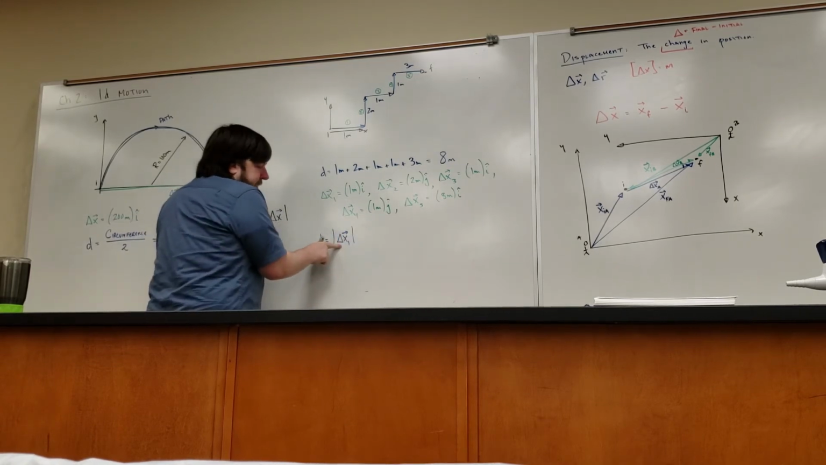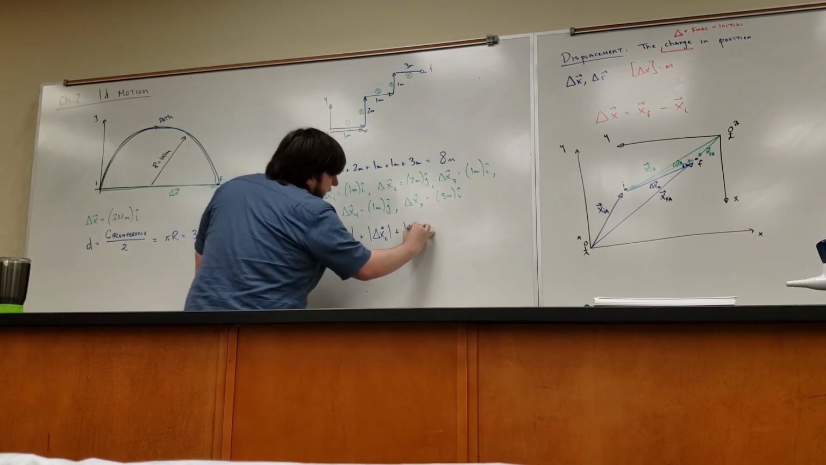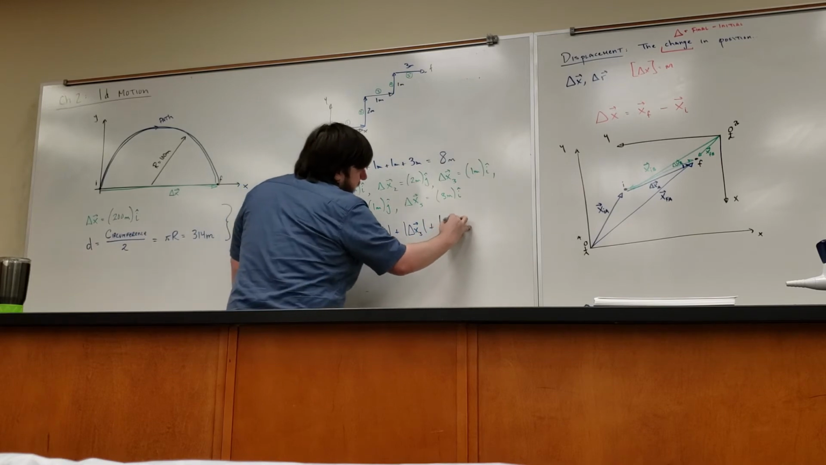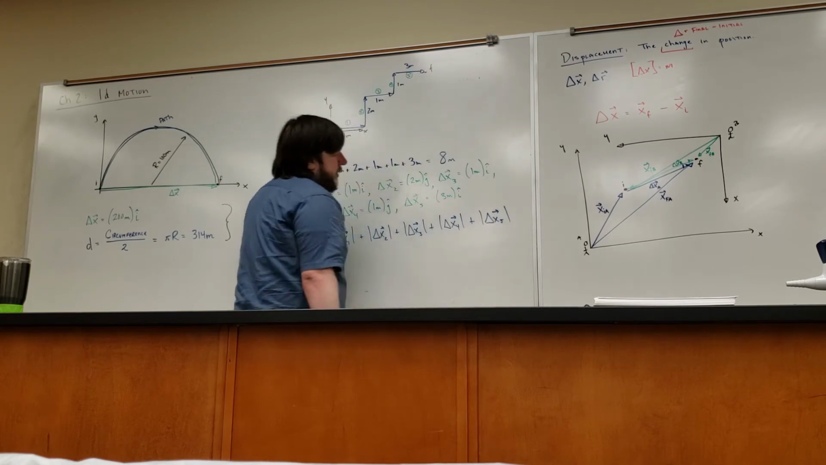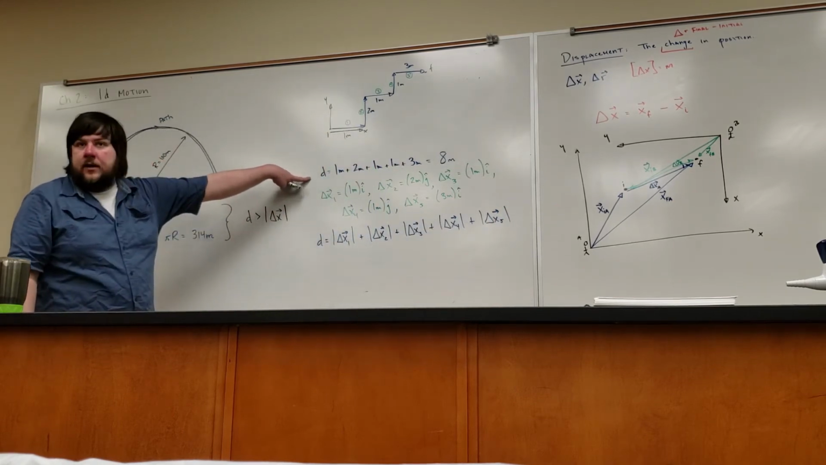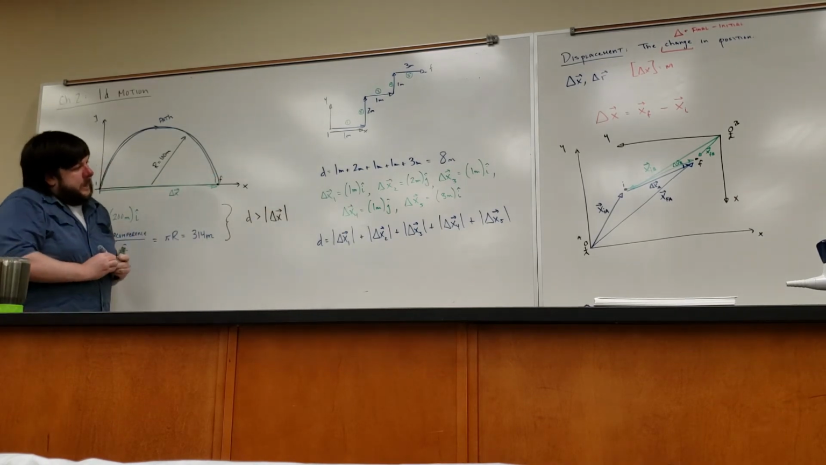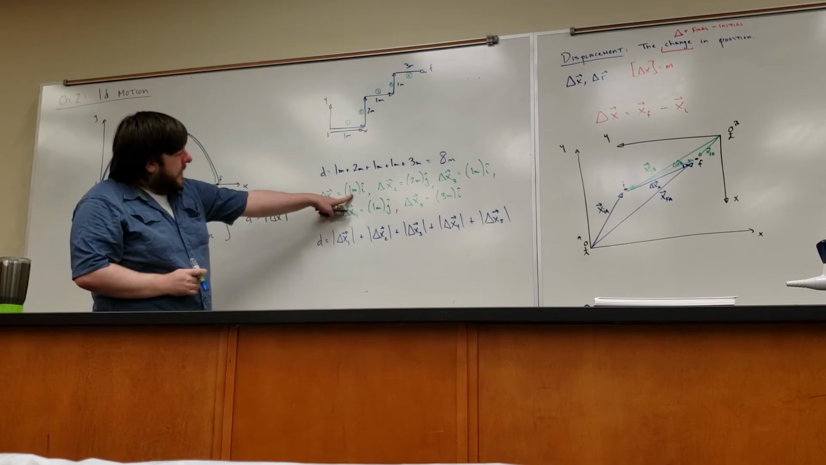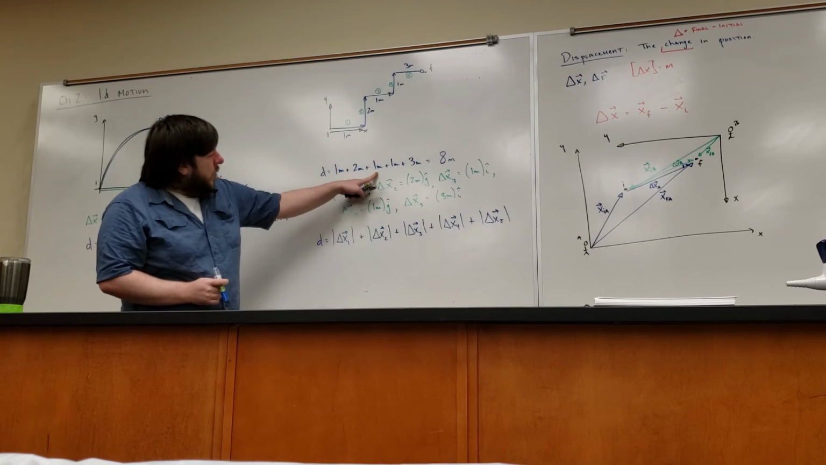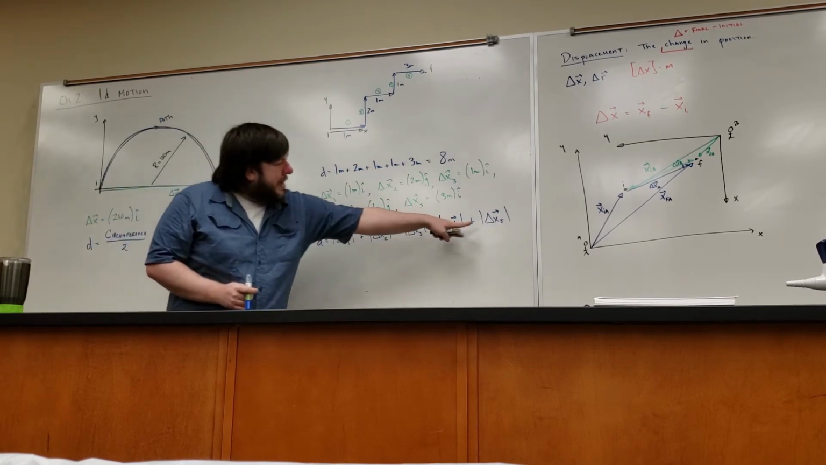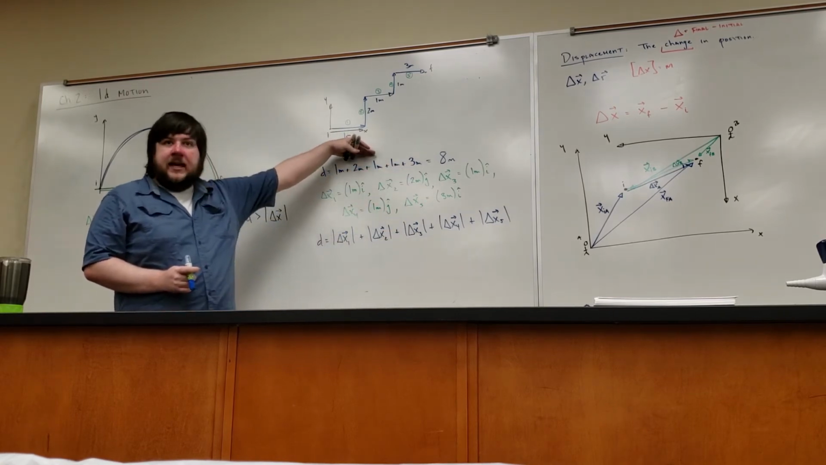So the distance is the magnitude of the displacement 1 plus the magnitude of the displacement 2 plus the magnitude of the displacement 3 plus the magnitude of the displacement 4 plus the magnitude of the displacement 5. This is just what I wrote up here. Because the magnitude of the displacement 1 is just 1 meter, the magnitude of displacement 2 is 2 meters, the magnitude of 3 is 1, the magnitude of 4 is 1, and the magnitude of 5 is 3. So this is 1 plus 2 plus 1 plus 1 plus 3. This line is exactly the same as this line.